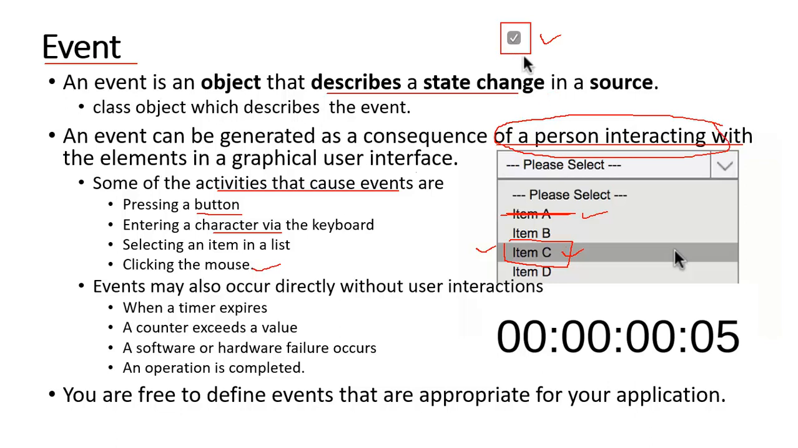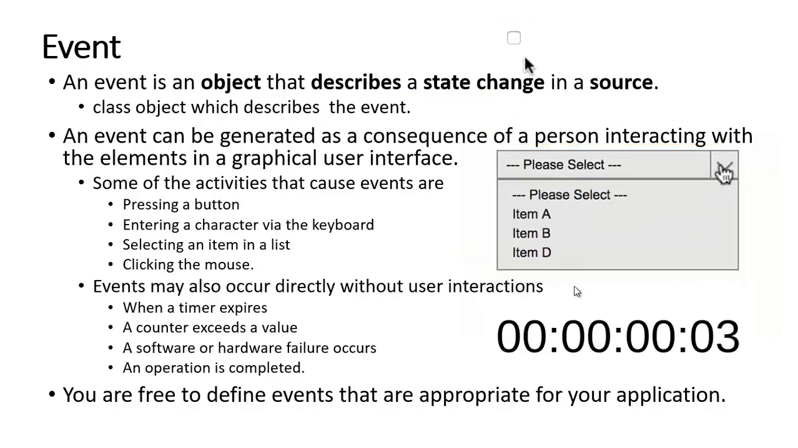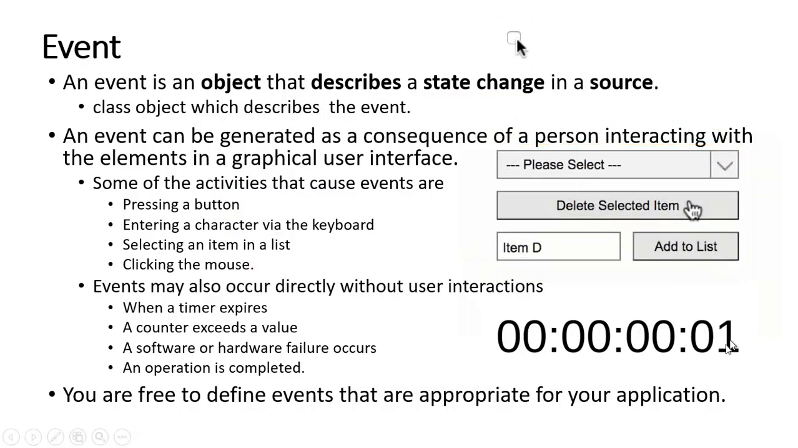However, an event can also get generated when nobody is interacting with it. When can that occur? I have a counter over here, and when this counter becomes 0, that means the timer has expired. Now when this counter becomes 0, I can have an event getting generated.